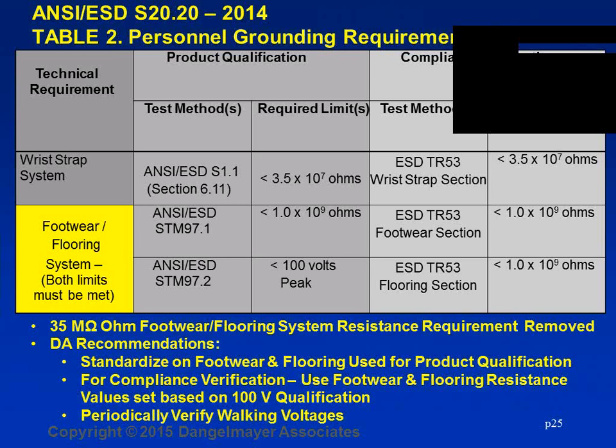Also, the compliance verification strikes us as a little bit too large a limit there, where it's 1 times 10 to the 9th. We recommend that you take the resistance measurements that you got when you could keep people under 100 volts and use those resistance measures. So for example, if your footwear is normally 1 times 10 to the 6th, you could set a limit that it would have to be less than 1 times 10 to the 7th. That gives you a little bit of a range to tell if your footwear is not working properly or if somebody brought in the wrong kind of footwear.